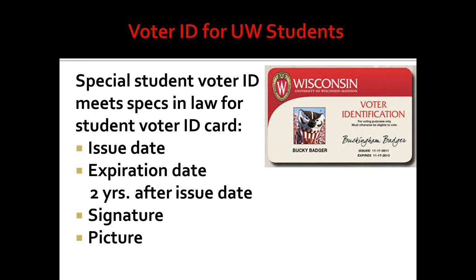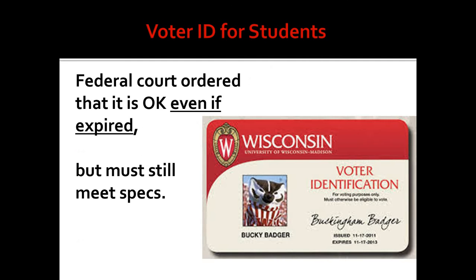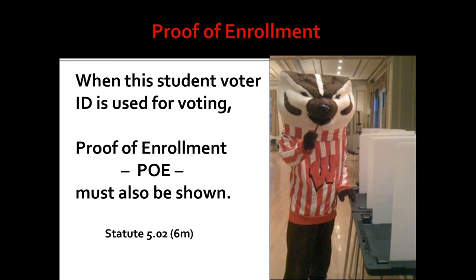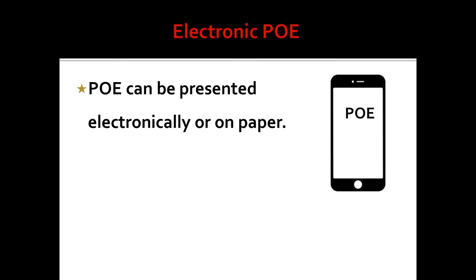The special student voter ID card meets all the specifications in the law. It has an issue date, an expiration date 2 years after the issue date, a signature, and a picture. Because of a court ruling, it can be used even if it is expired, but it must still meet the specifications. When this student ID is used, proof of enrollment, abbreviated as POE, must also be shown. POE can be presented electronically or on paper.